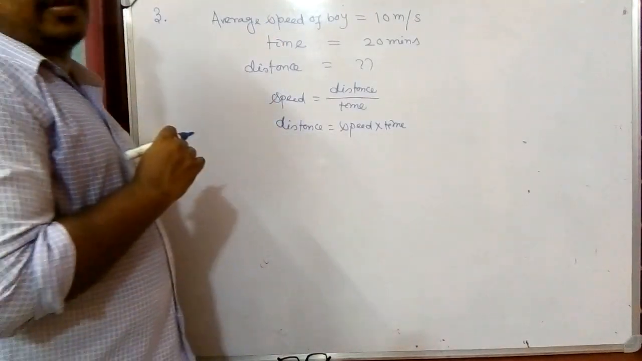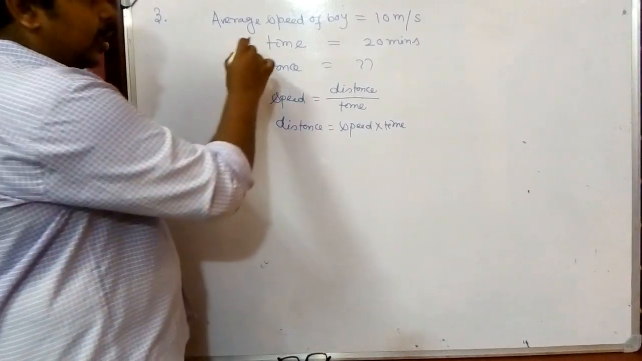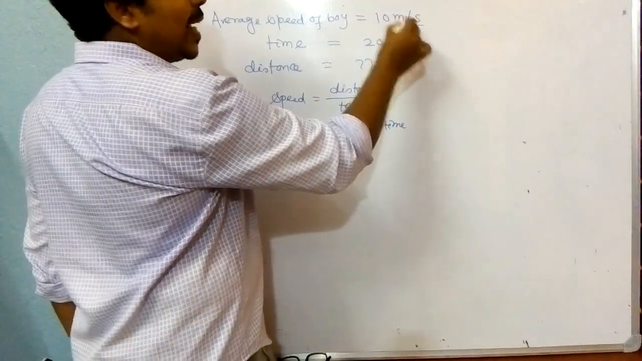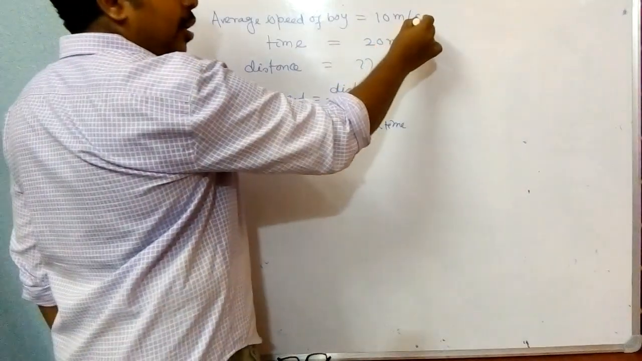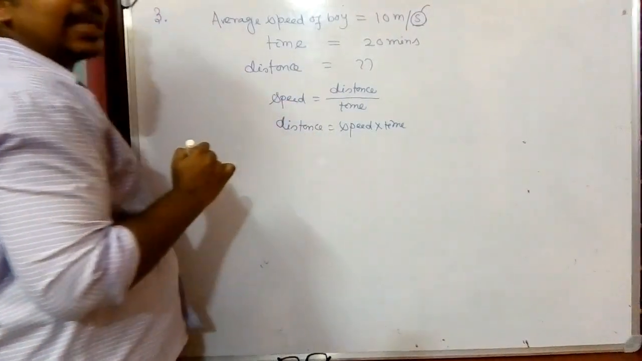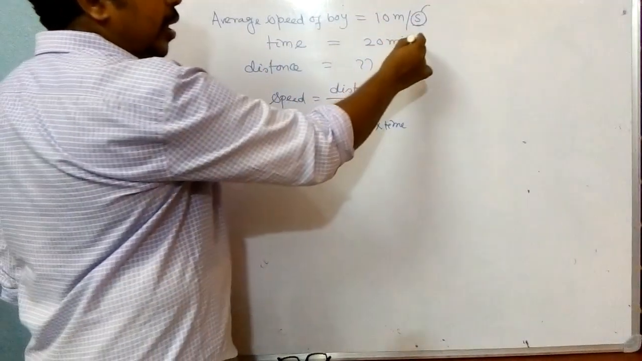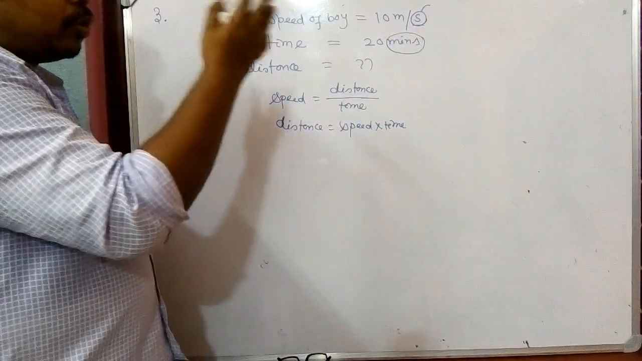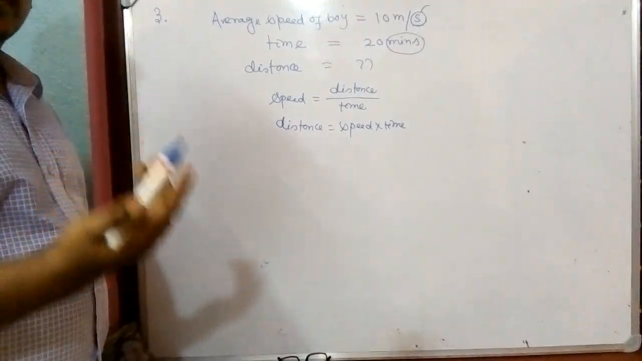Here there is a problem. You might be asking, so what is the problem? The problem is, you see, the average speed of the boy is given as 10 meter per second. So here the unit of time we have taken is second. But when we are finding the total time, it is given in minutes. Okay, so the units are different. So we have to take it in the same unit system.